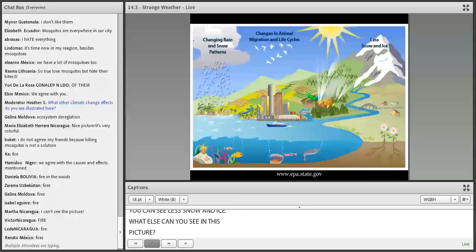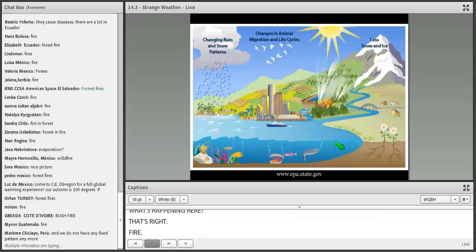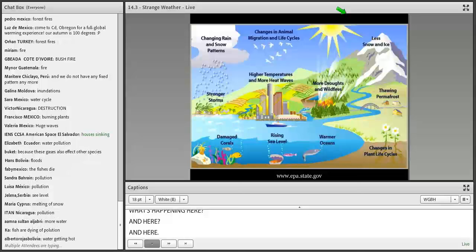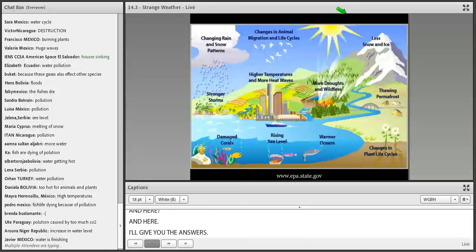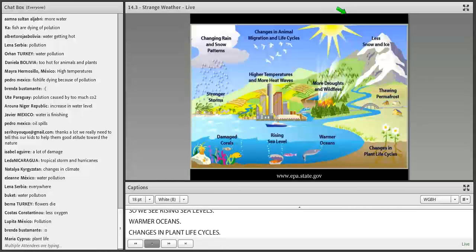That's right, fire. What's happening here and here and here? Well, I'll give you the answers. So we see rising sea levels, warmer oceans, changes in plant life cycles, higher temperatures, more heat waves, lots of different things are happening.